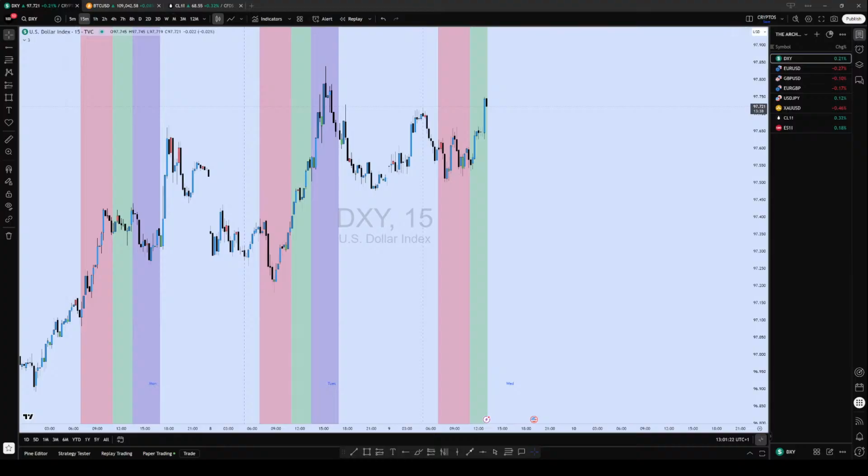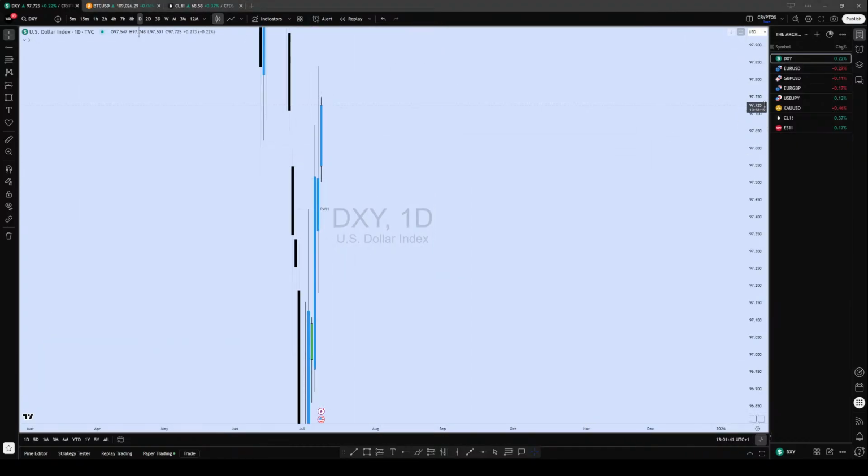So here we are again, Wednesday, the 9th of July 2025, and we are looking at the dollar index as usual. So let's start with the daily time frame.